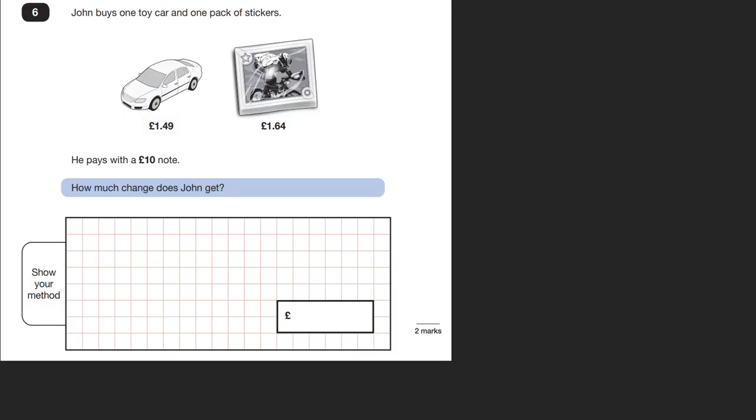Question number 6. John buys 1 toy car and 1 pack of stickers. He pays with a £10 note. How much change does John get? Right? So 149 add 164. You can do the column addition. 9 plus 4 is 13, 3 and 1 remaining. 1 plus 4 is 5, plus 6 is 11, 1 remaining. 1 plus 1 is 2, 2 plus 1 is 3, so 313. Then take that away from £10.